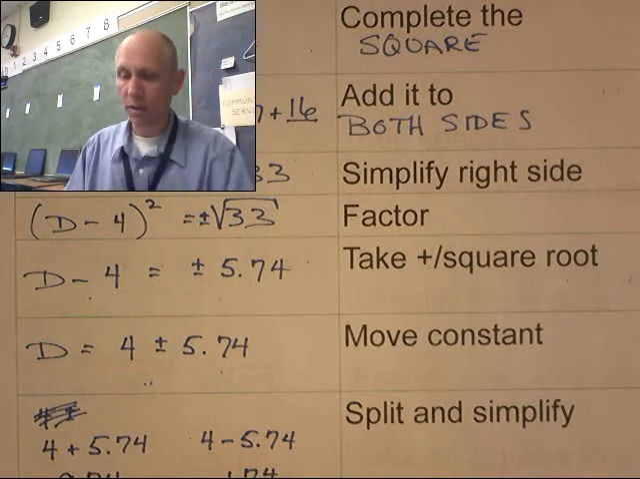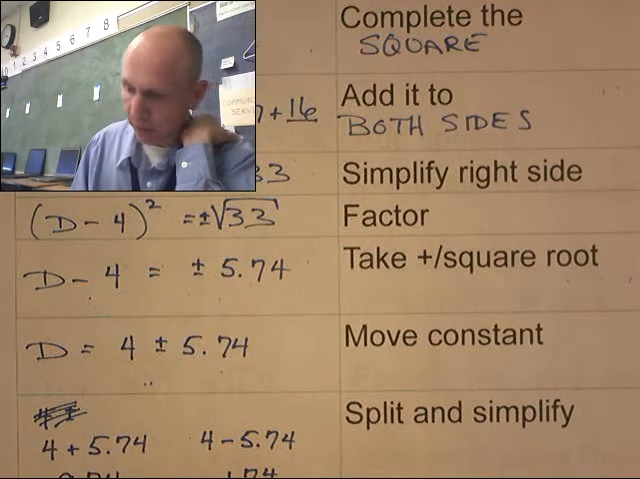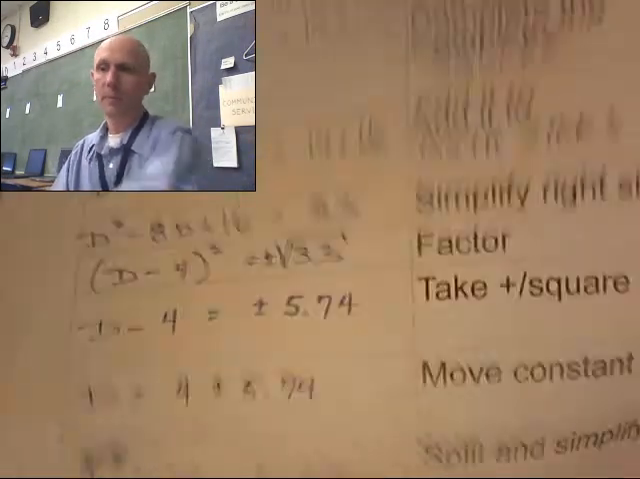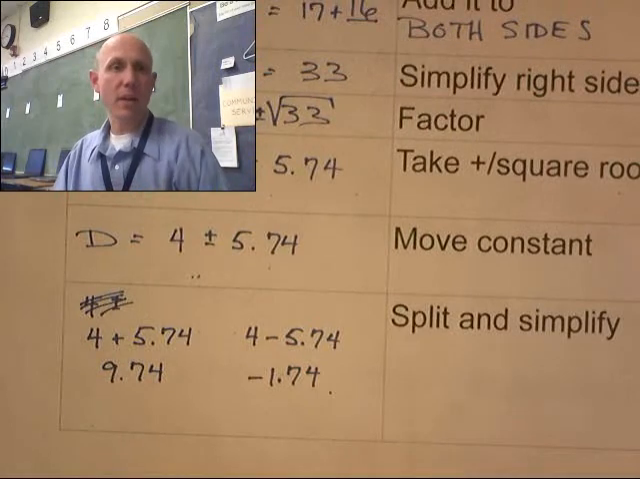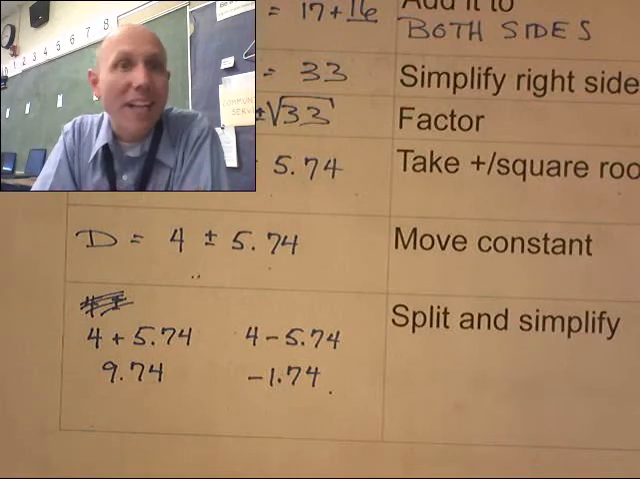Is that right on that 4? Or did I just totally mess that up? 4 minus 5.74, negative, okay, that's right. I don't know why I just lost it there. Okay, that's it for that one. Split and simplify.